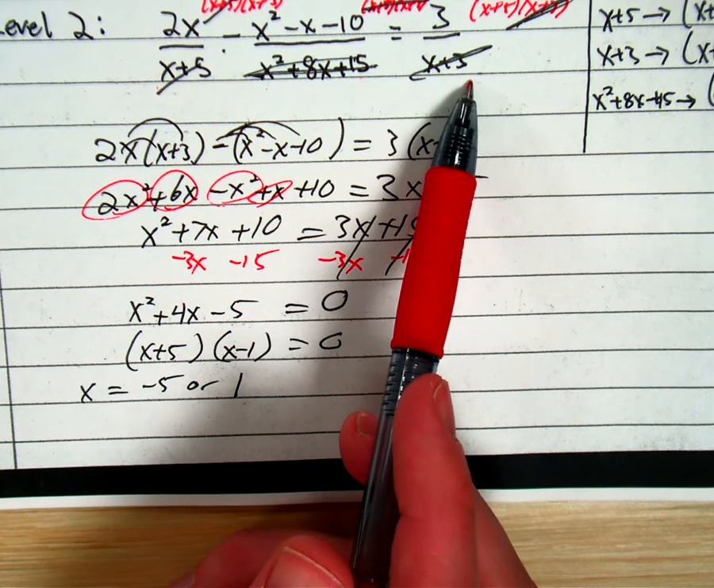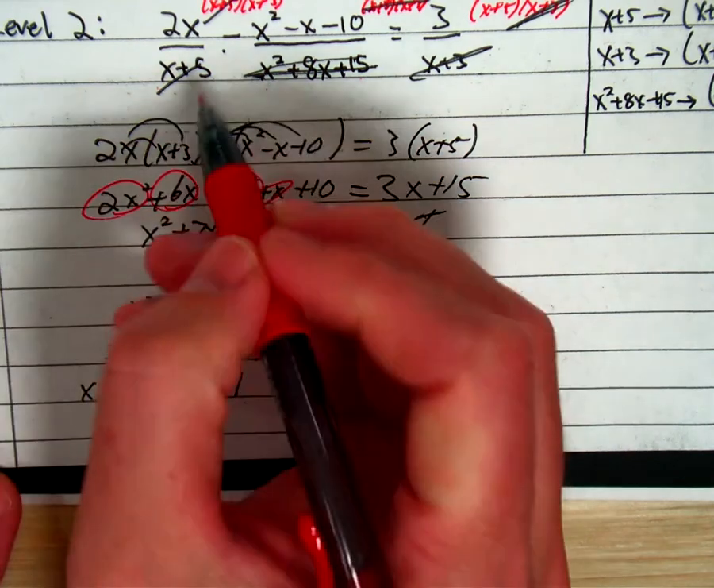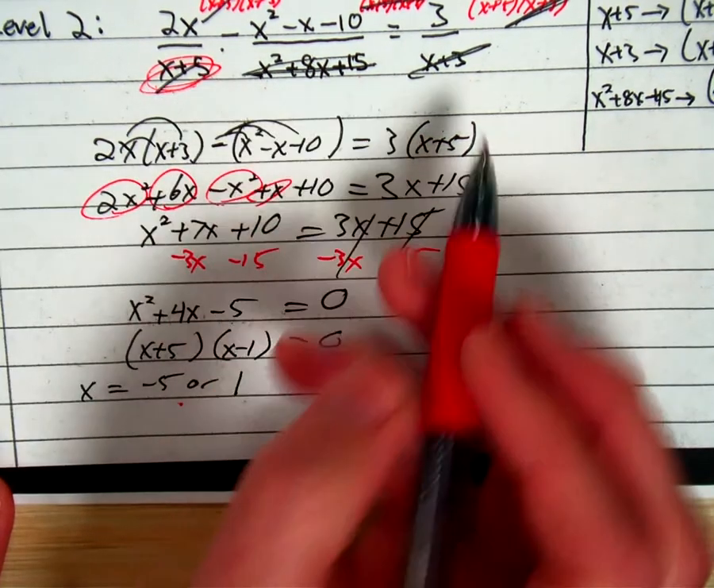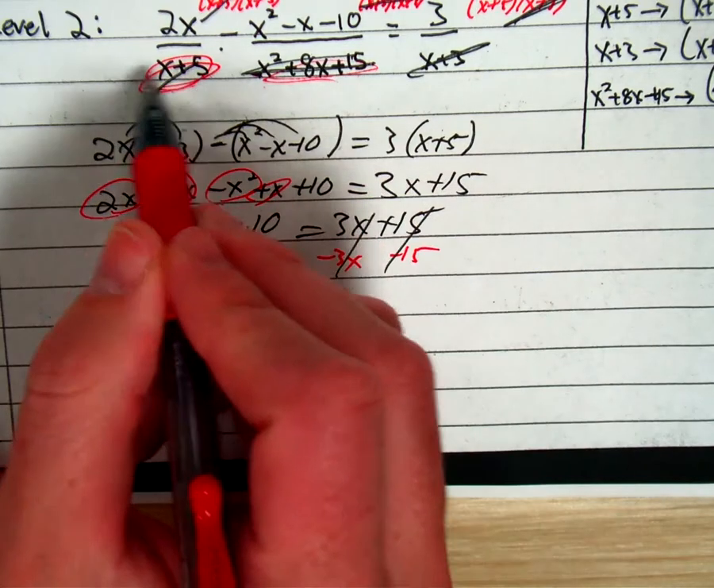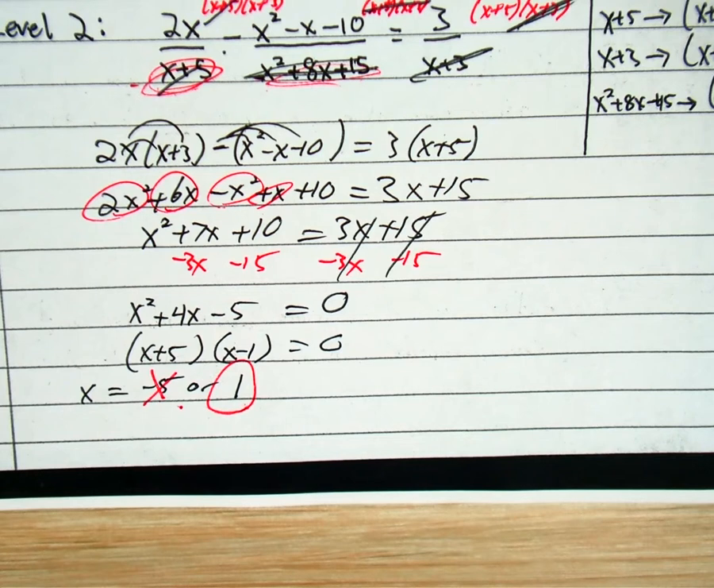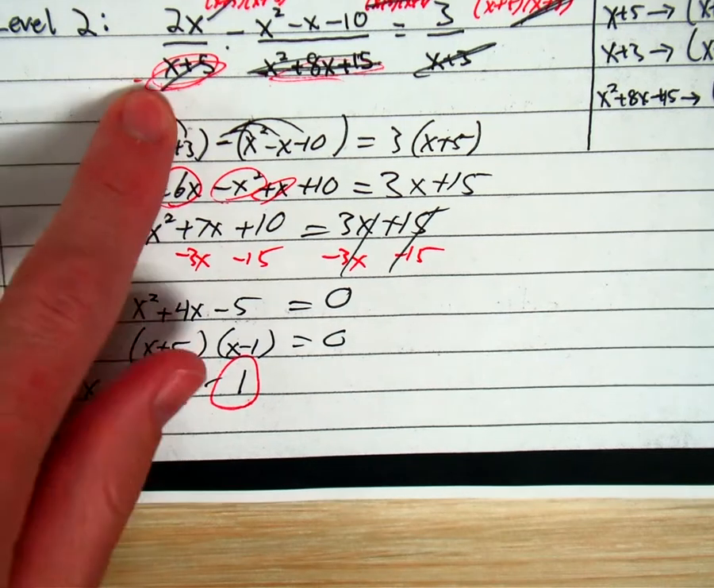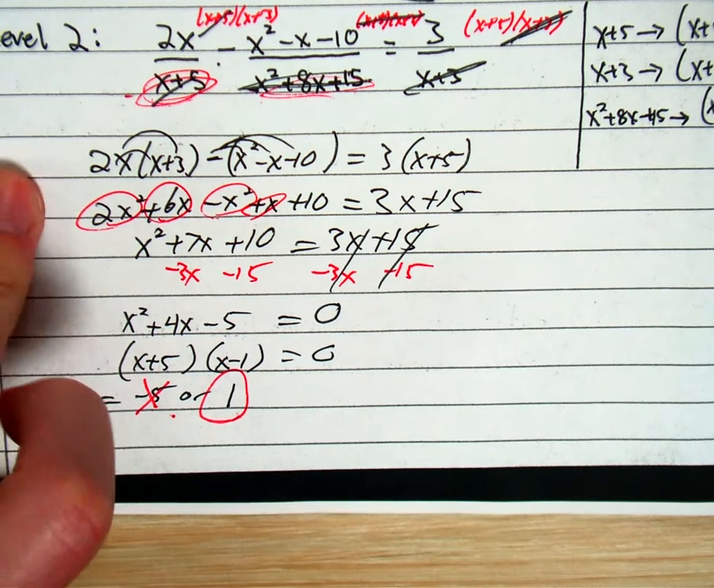4, nope. What if I put in negative 5? Ooh, negative 5 is going to make that be 0, and this one be 0. Can't do that. So not negative 5, we just want 1. Okay? Because negative 5 would make my denominator equal 0. Can't divide by 0, error. No fun.